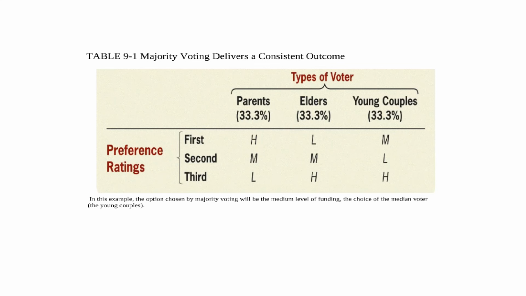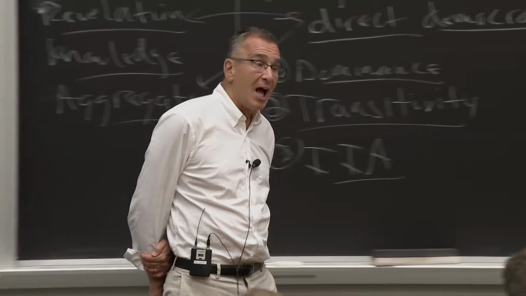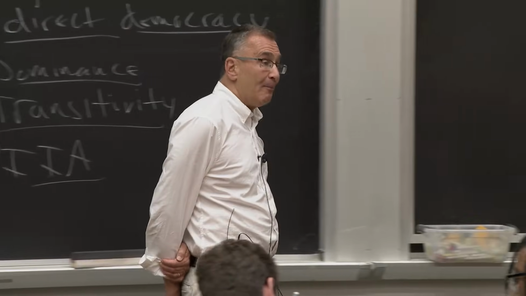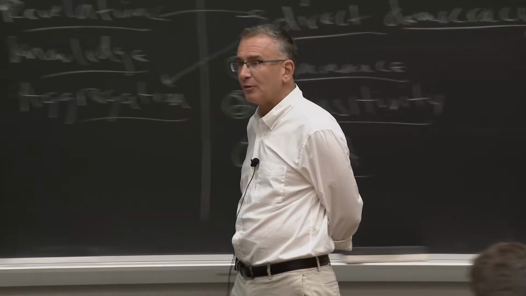Okay, in table 9.1, we are voting over how we should fund the level of school. There are three choices: high, medium, and low. High means great schools, high taxes. Medium means medium schools, medium taxes. Low means crappy schools, low taxes.